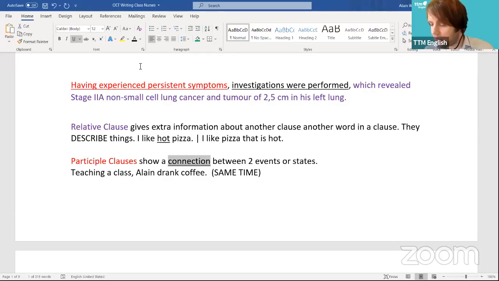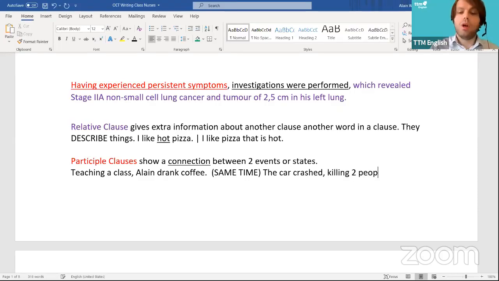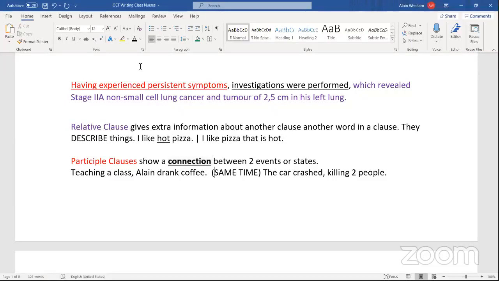Okay, let me just ask Barry. Barry, put your microphone on if that's okay. Barry and Bindia. Oh, yes. The car crashed, killing two people. I know it's a horrible sentence, sorry. But it's a good one to get the idea of the meaning. The car crashed, killing two people. What is the connection between the two events? Reason, cause.